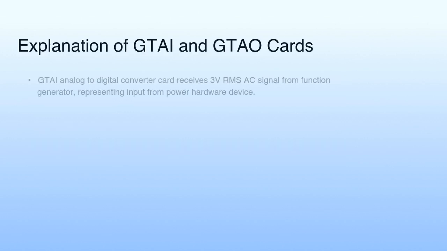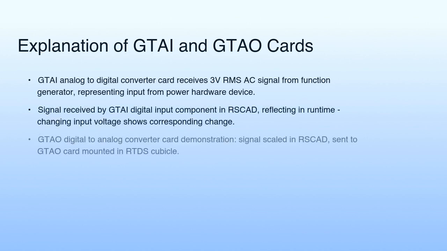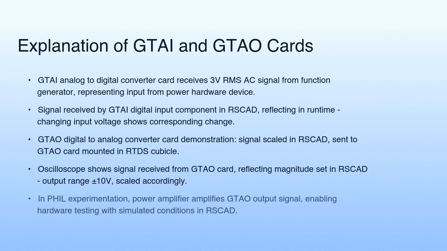The GTAI and GTAO cards play a crucial role in the PHIL setup. The GTAI analog-to-digital converter card receives AC signals from a function generator, representing input from the power hardware device, while the GTAO digital-to-analog converter card sends scaled signals from the simulator to the hardware via the power amplifier.